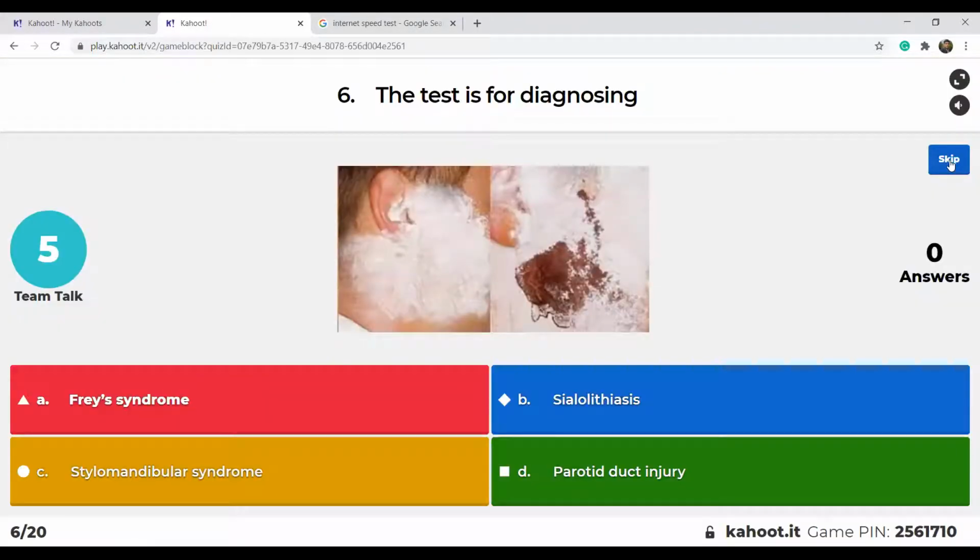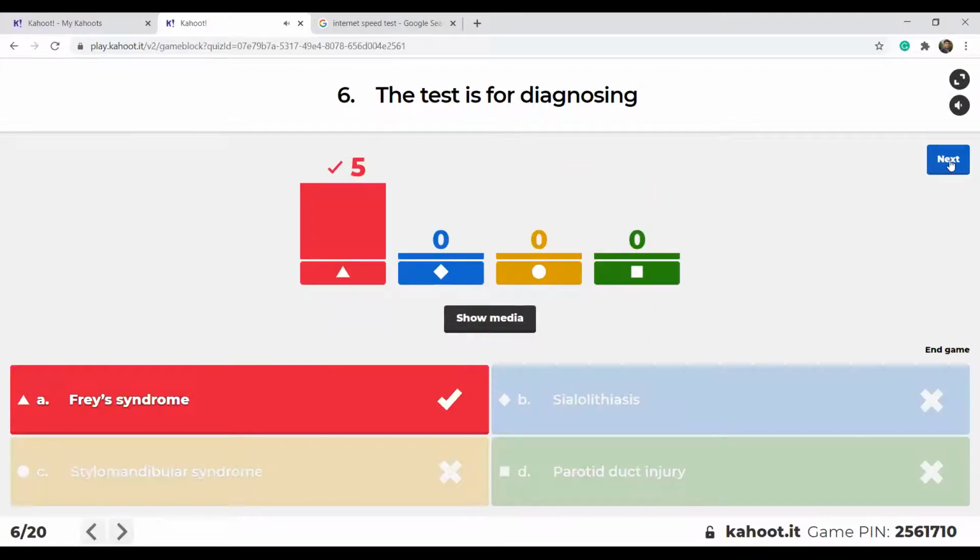Okay, this is a pictorial one. What is this test used for? Is it Frey syndrome, sialolithiasis, sialomandibular syndrome, or parotid duct injury? Wow. Okay, all five have got it right. This test is called the starch iodine test. The white starch turns blue or brown in the presence of iodine and sweat. But another interesting fact is that nowadays we use infrared thermography to quantitatively measure Frey syndrome.